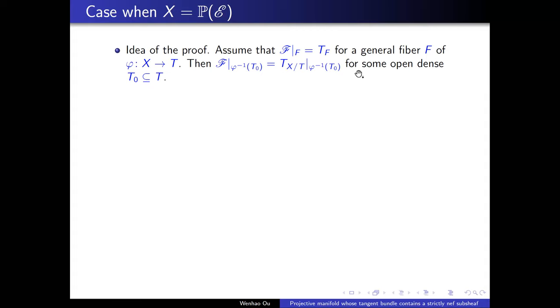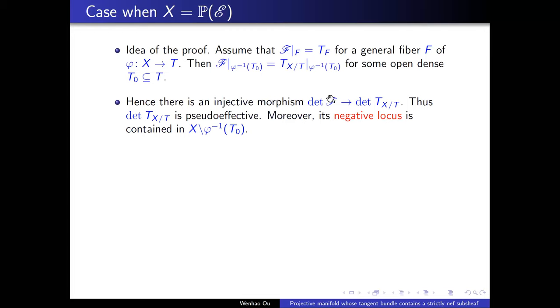So this general means that it represents an open dense subset, not necessarily very large. So there is an open dense subset T0 in T, such that if you restrict F on the family over T0, it is just the relative tangent. But now we need to prove that the equality holds in the whole variety. We know that F is inside Tx over T, and this map F to Tx over T is surjective generically. So we have an injective morphism from the determinant of F into the determinant of the relative tangent, because they have the same rank, which is what we assume here.